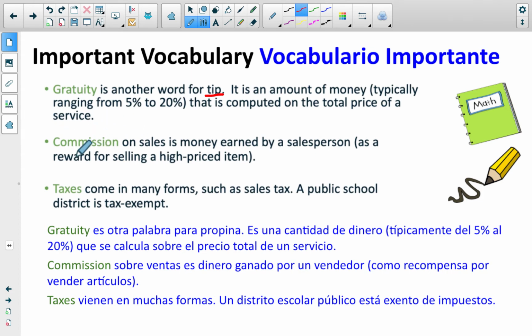Commission, we've already dealt with that in class, but it's basically a percentage of the amount of something you sell, and you get that added onto your paycheck. You get paid for making sales, basically. That's called commission. Taxes, there's a bunch of forms of taxes, such as sales tax. Just so you know, public schools are tax exempt, meaning they don't have to pay taxes. But those are 3 important vocabulary terms you'll need today. So pause this and make sure this is down inside your notebook.